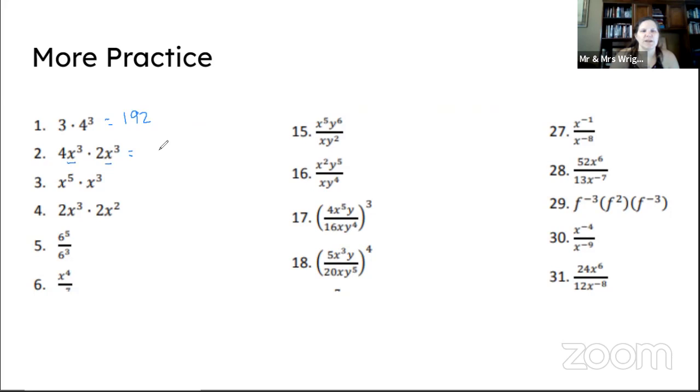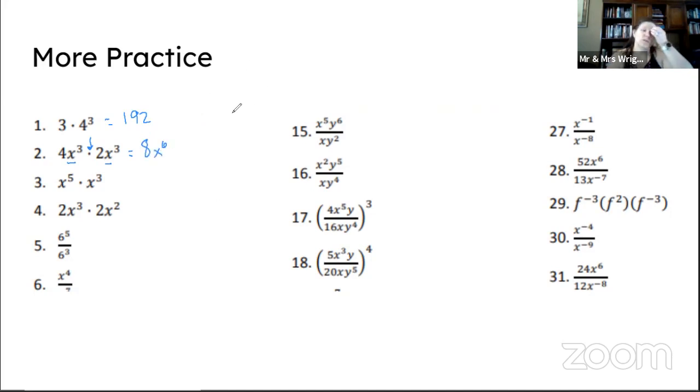So if I have a base, I can just go ahead and write my base. And since it's being multiplied, I know that I'm going to add my exponents, 3 plus 3. Okay, well, what do I do with my coefficients? I'm just going to do whatever the math tells me to do, and in this case, it tells me to multiply. 4 times 2 is 8, times x, 3 plus 3 is 6. So let me rewrite this: 8 times x to the 6th power.